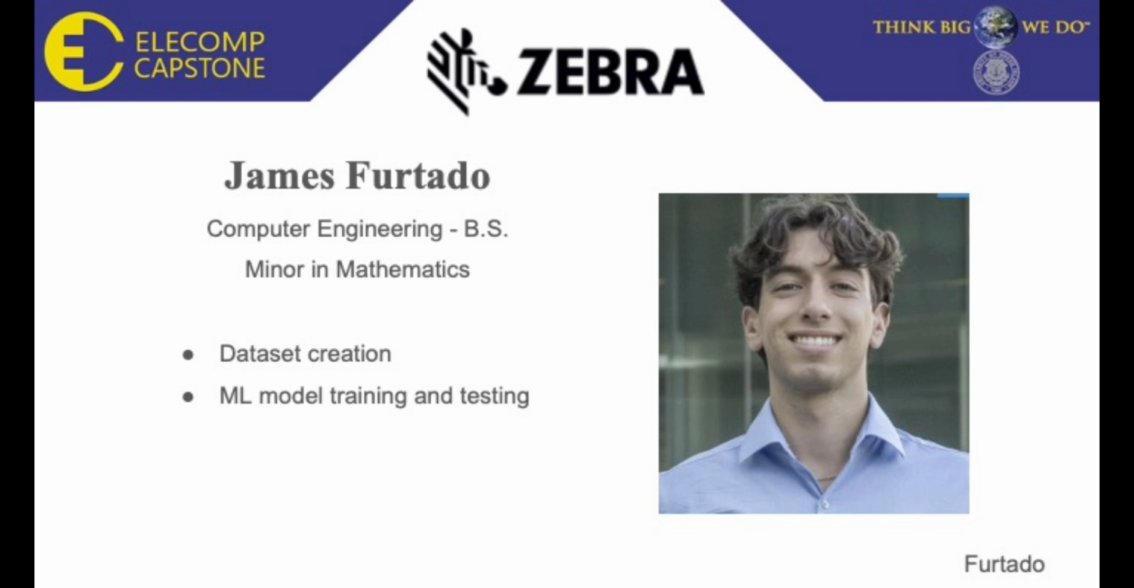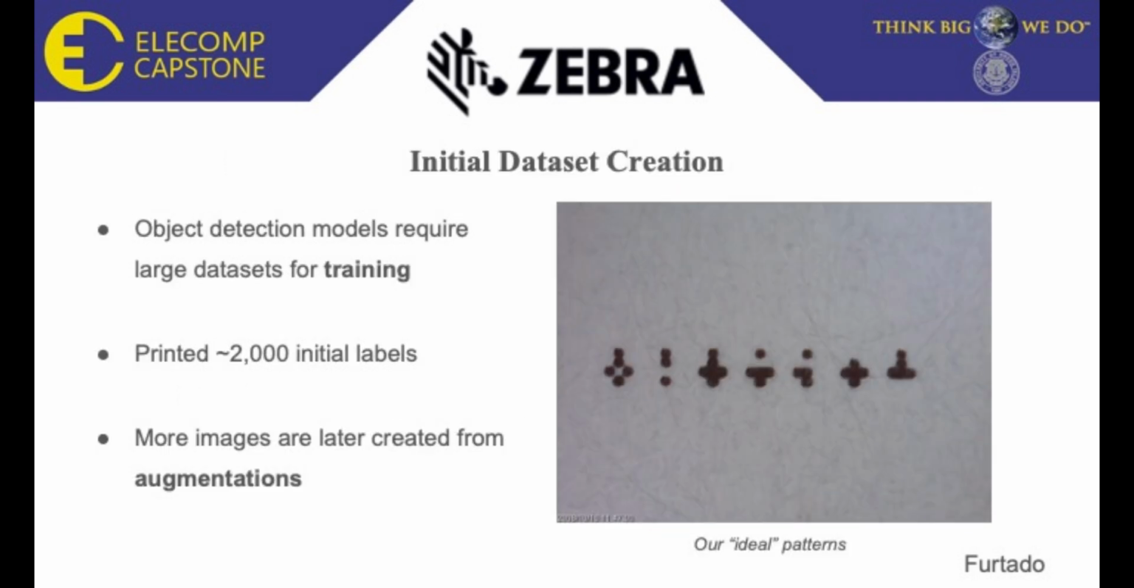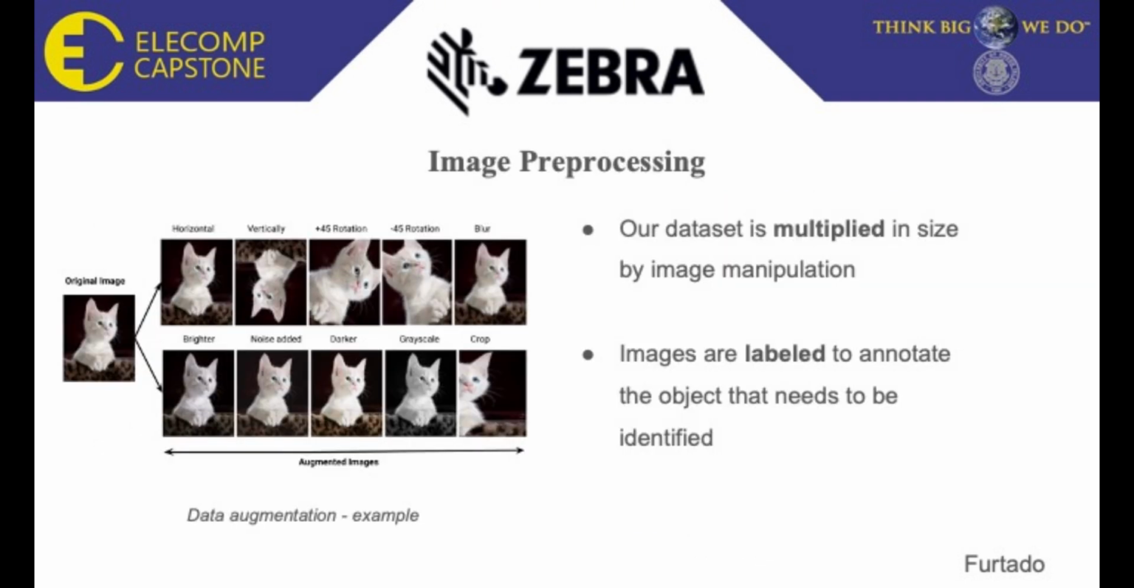So this is me, James Hurtado. I've been speaking, and I am mainly responsible for dataset creation as well as the machine learning model training and testing. So as far as the initial dataset creation, I began by creating a dataset of around 2,000 labels, and they look like how they were in this photo here. Object detection models require a large data set for training so that it can be accurate. And we can even expand upon this data set with augmentations. So in this example with the cats, we can see how our data set is multiplied in size.